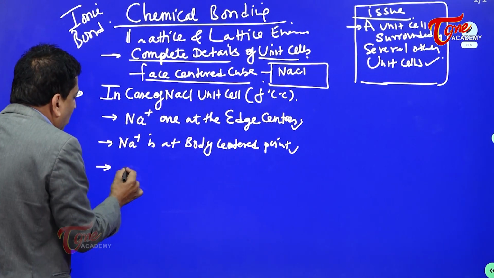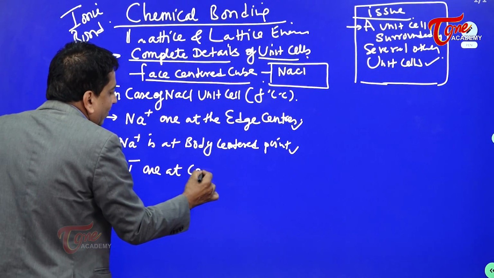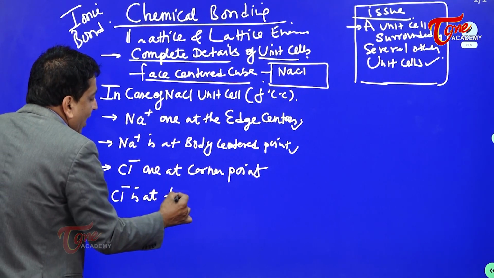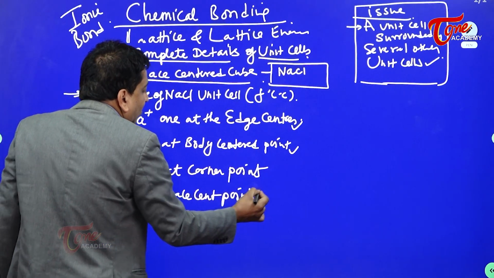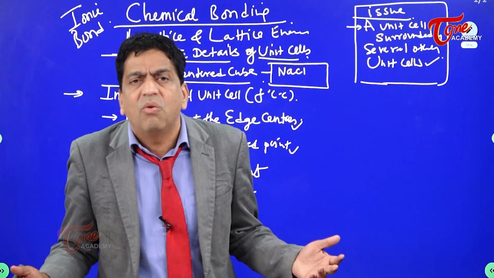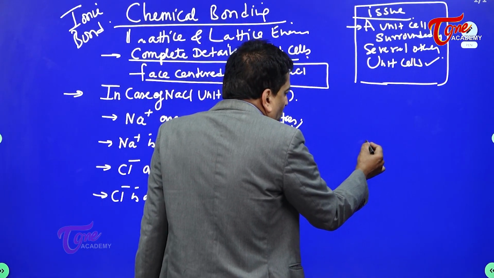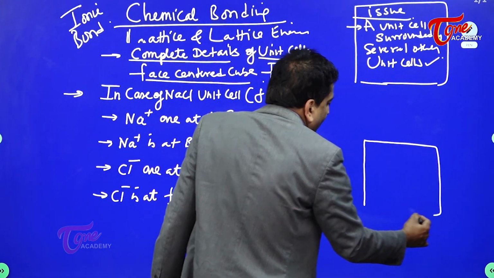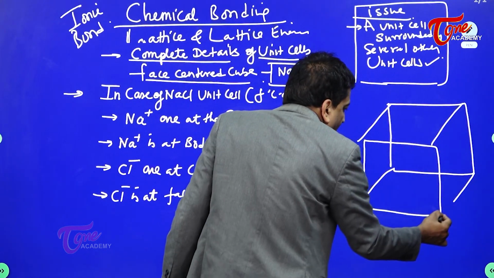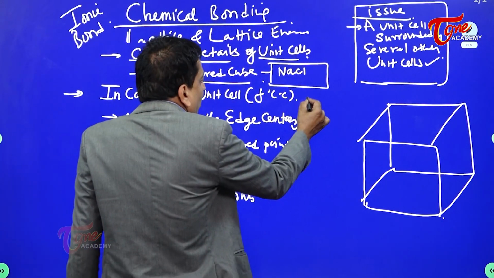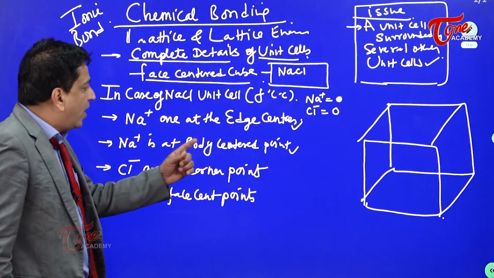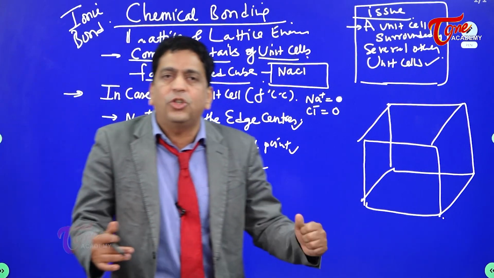And then coming to chlorine ions, they are at corner points, and even Cl minus is at face-centered points. You must understand this. And remember, it is not my choice. I didn't place them in those edge centers or body-centered points. So if I draw the diagram for you, it looks like this. Watch carefully. This is the cube. Na plus is a darkened circle, and Cl minus would be an empty circle. Then let us place Na plus at the edge centers.